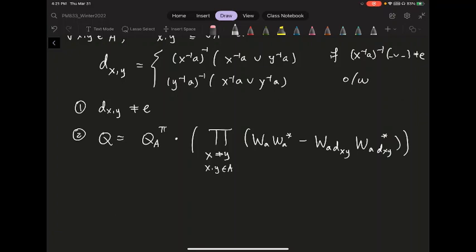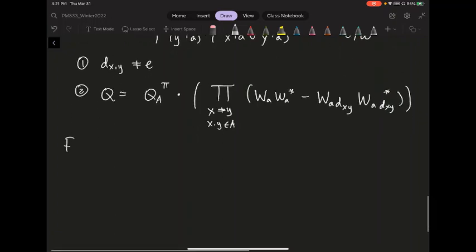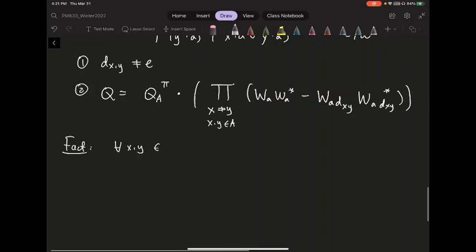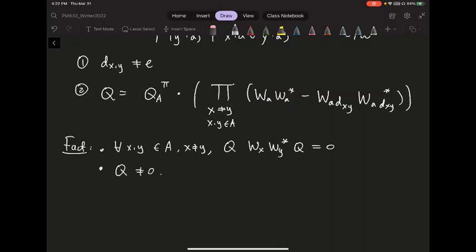The idea is these will kill off the last bit when x and y are inside A and they're different. I will just write it as a fact. It's really technical to check everything, but you can check that for every x and y inside A, this Q will kill off the off-diagonal entries. So if x and y are different, then if you multiply Q on either side, you get 0. And this Q is certainly non-zero, because of some technical conditions again.